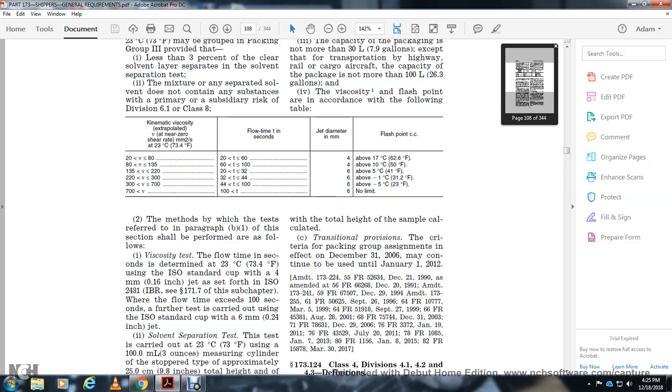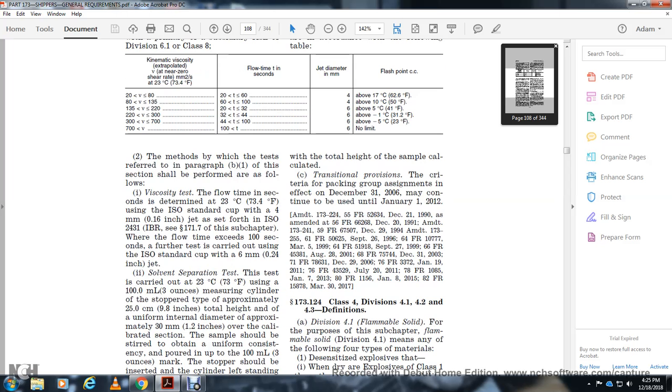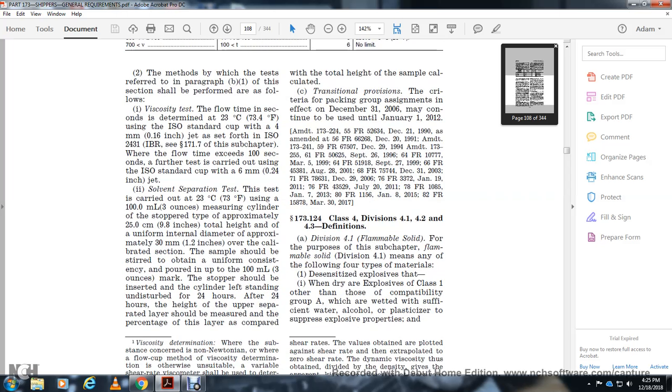Where the flow time exceeds 100 seconds, a further test is carried out using the ISO standard jet with up to 24 hundredths of an inch. Solvent separation test: the test is carried out at 70 degrees Fahrenheit with 3 ounces of the measuring solvent.